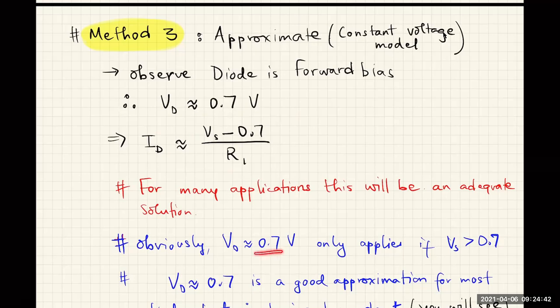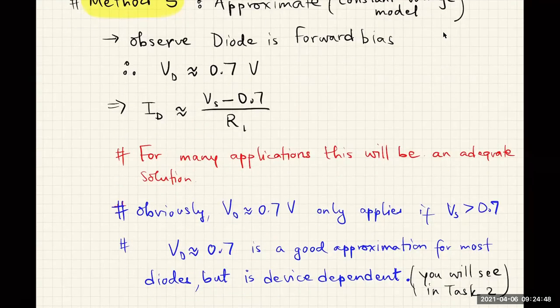Obviously, like I said before, 0.7 will depend on what diode you're using, but most diodes will have a constant voltage value around 0.7. Some Schottky diodes and Zener diodes may have slightly different values. So Schottky diodes may have somewhere lower, like 0.4.